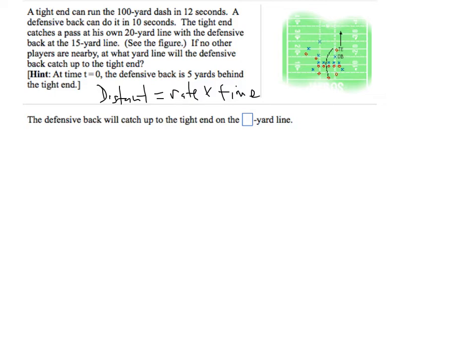Now, the part of the problem is that football yard lines are numbered weird, right? They go up and then they go down again. So the yard line itself really can't be the issue. The question is about the distance traveled. So if we know that the tight end made it 40 yards before he was tackled, then we can figure out what yard line that was at. But let's make our quantity that we're studying be the distance the tight end ran, not what yard line they were on, since that's weird.